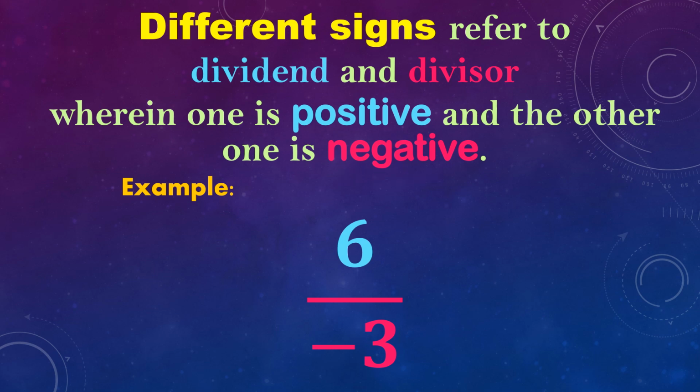For example, we have 6 divided by -3. In this example, the dividend is positive 6 and the divisor is -3. So the dividend and the divisor in this example have different signs.